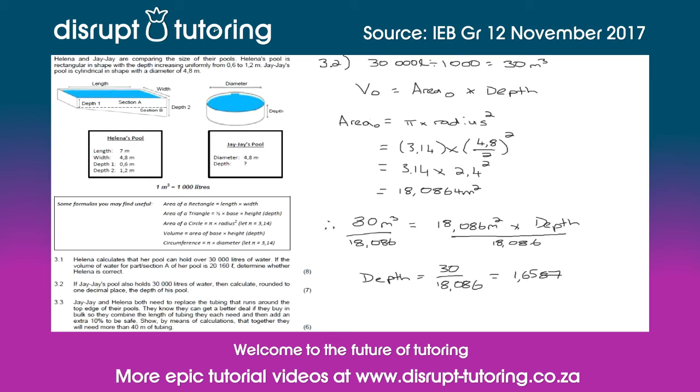1,6587, and they've asked us to round it off to 1 decimal place. So the answer is rounded up because it's 587, which goes up to 1,7 meters. So that is what the depth of JJ's pool would need to be to equal 30,000 liters.